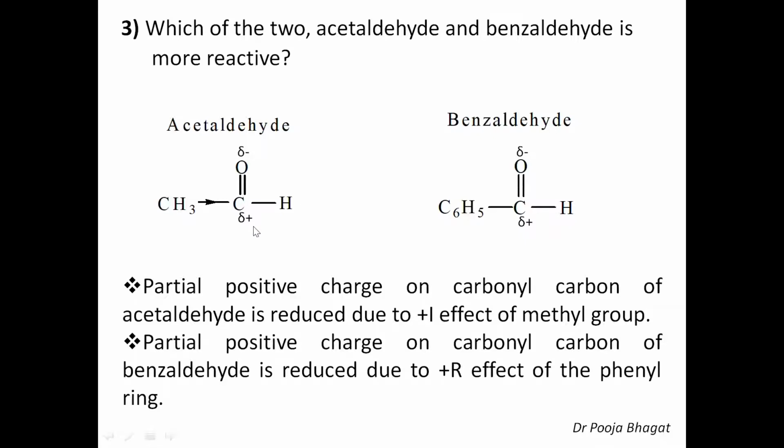Again, we have to find out the intensity of the partial positive charge, or the density of the partial positive charge. The more the partial positive charge, the stronger the electrophile, and hence the higher the reactivity. Now see acetaldehyde and benzaldehyde. In acetaldehyde, this methyl group is reducing the partial positive charge by the inductive effect, the plus I effect of the methyl group. It is electron releasing, so it is reducing the partial positive charge by inductive effect. While we have seen that the phenyl ring reduces the partial positive charge by resonance. So here there is plus I effect, here there is plus R effect.